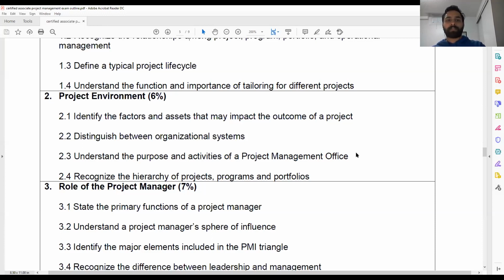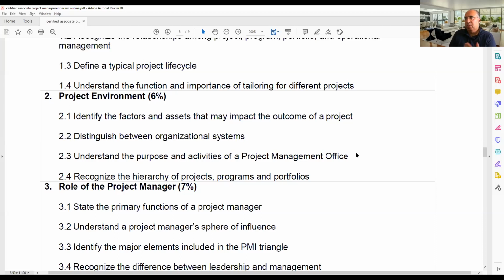So from the environmental factors, you will learn what affects the project. That's basically to know about the project, and the hierarchy of programs and portfolio that you know in the first part, but it is the extension of this that's given in this step. Right, good point. Yes, definitely, that's very important.